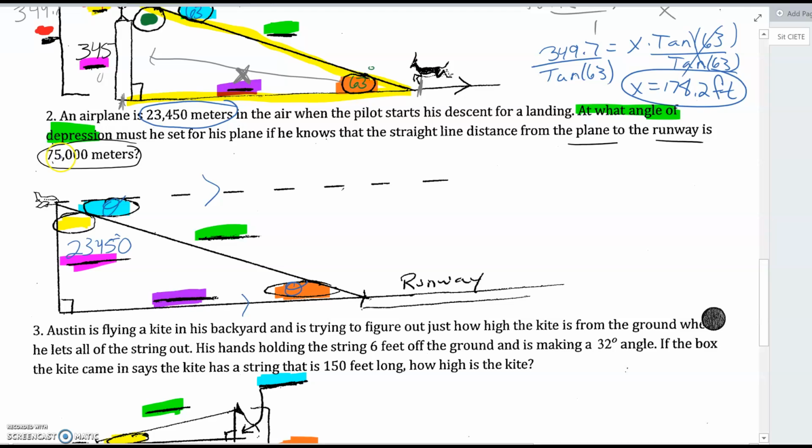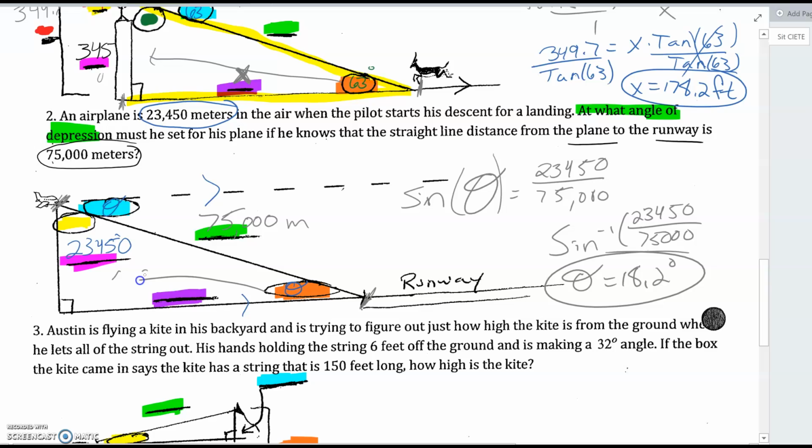Then 75,000 meters, so straight line distance. So I'm going to connect plane and runway. Connect those two dots, that's going to be my hypotenuse, 75,000 meters. All right, go ahead and solve for the angle. Okay, since I have opposite and hypotenuse here, I'm going to end up using sine. Do the inverse sine to get 18.2 degrees.